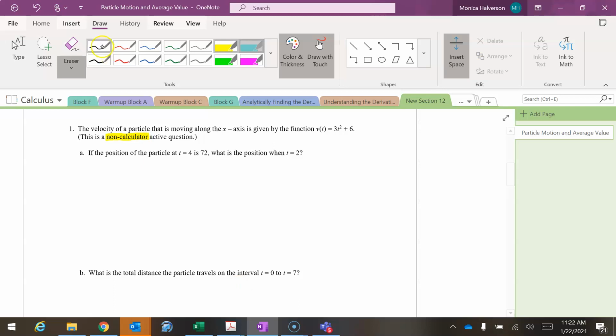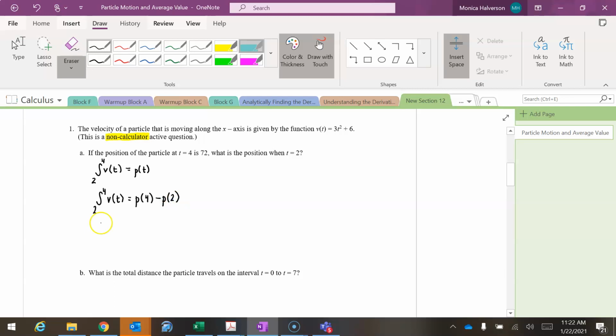Because we're talking about position, we know that if we take the definite integral of velocity, that's going to equal our position. Now, we can have a definite integral here because they tell us what the position is at t equals 4 and what the position is at 2. So you could write it like this, which means that the definite integral from 2 to 4 of velocity is equal to the position at 4 minus the position at 2.